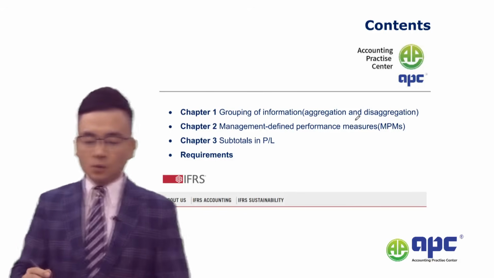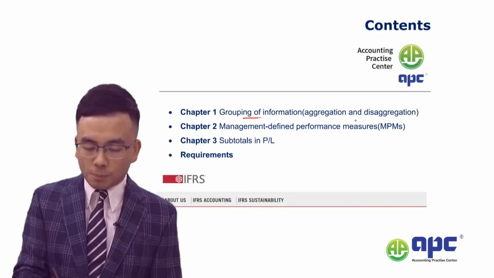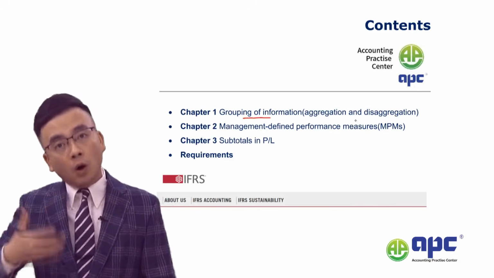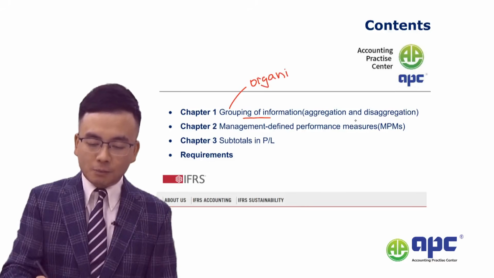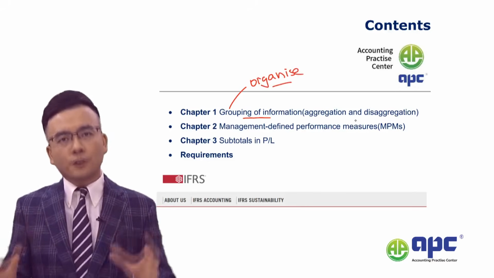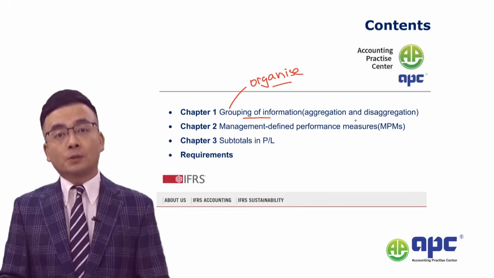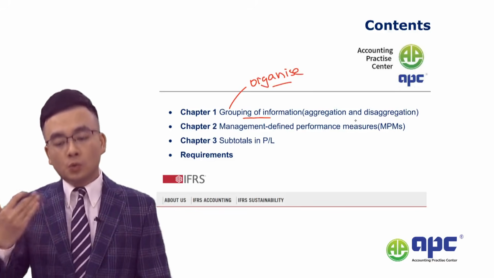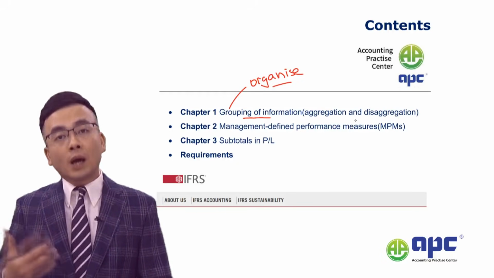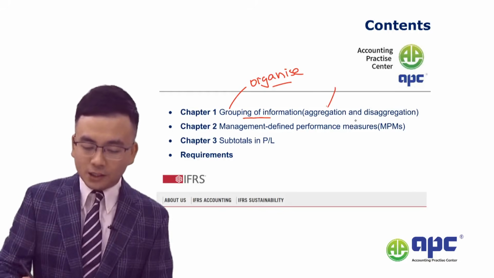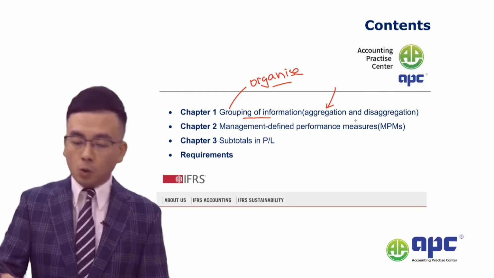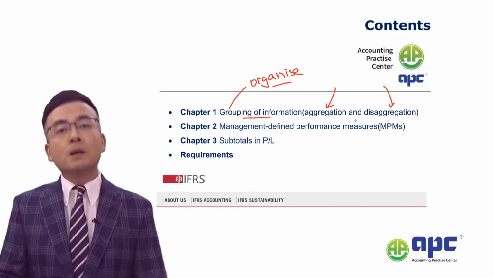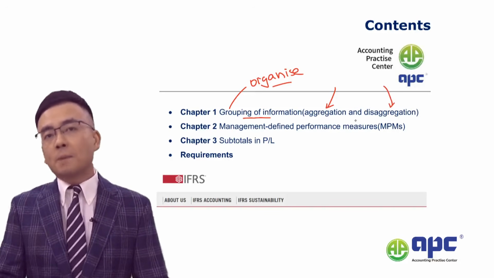Firstly, we will be going through the grouping of information. What do I mean by grouping? It is when we organize information, which means it's our thinking process. In other words, we need to decide whether we should aggregate the information all together into the same category, or disaggregate it, which means to show it line by line.